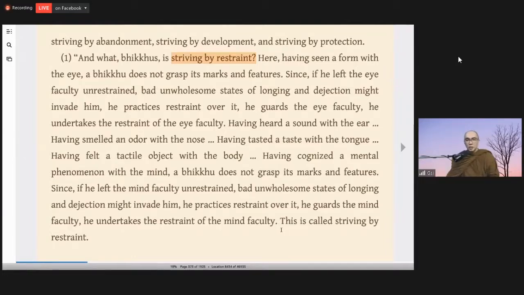Now, when it says striving by restraint, that means putting in the effort to not let unwholesome states arise. That means it prevents them from arising. You see here, having seen a form with the eye, a bhikkhu does not grasp its mark and features. How do you not grasp the mark and features? This is where we train in vipassana. You don't do it in samatha, but we do it in vipassana.